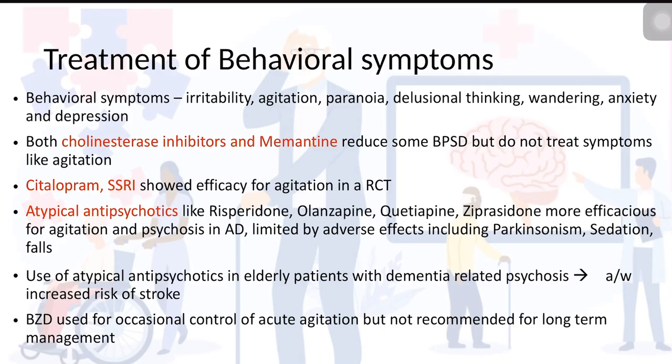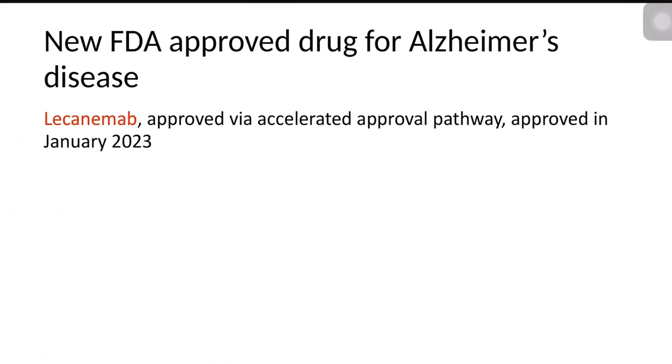Use of atypical antipsychotics in elderly with dementia-related psychosis can be associated with the risk of stroke if given in elderly people. Then benzodiazepines are used for the occasional control of acute agitation, but not recommended for long-term use. So benzodiazepines can be used only for acute agitation.